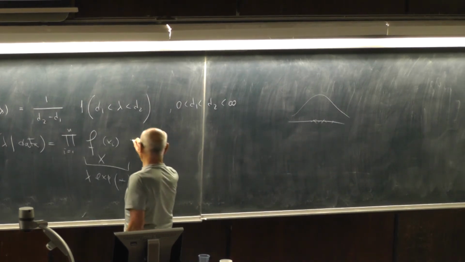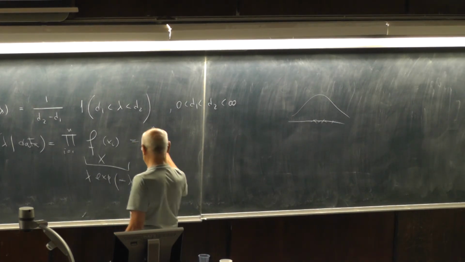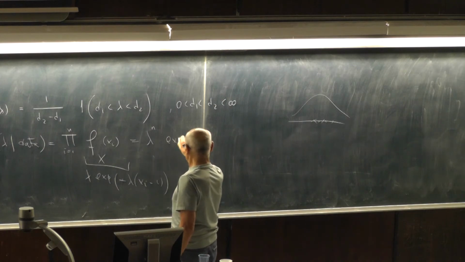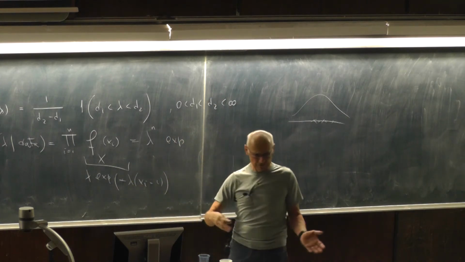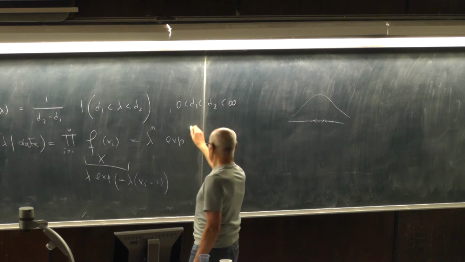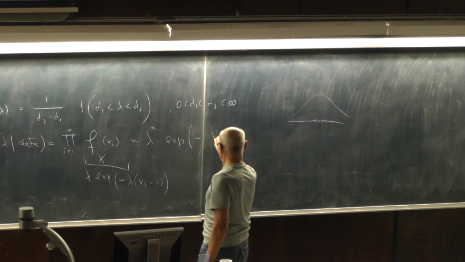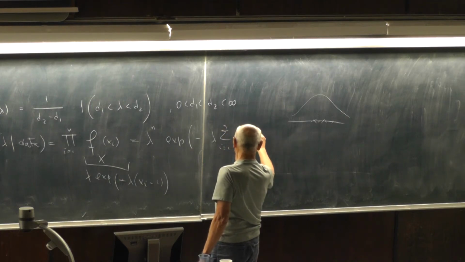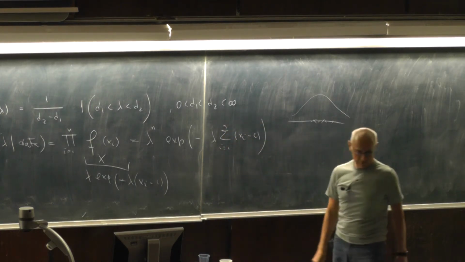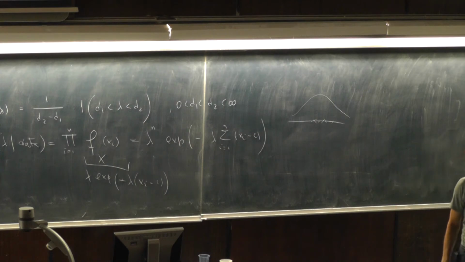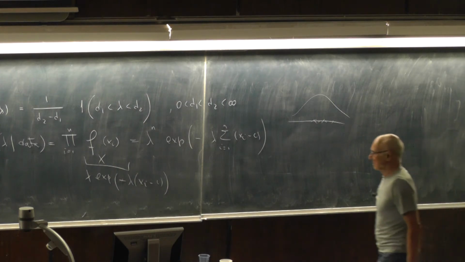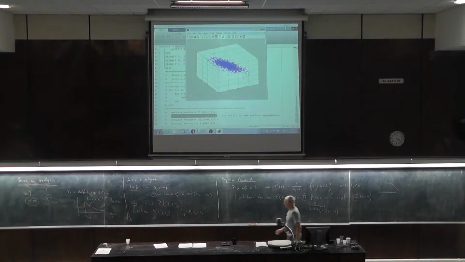So in our setting, that would be lambda to the n, the product of exponentials going to a sum, right? Exponential of minus lambda times the sum. That would be the likelihood function. And now we have the posterior. So that would be the density.